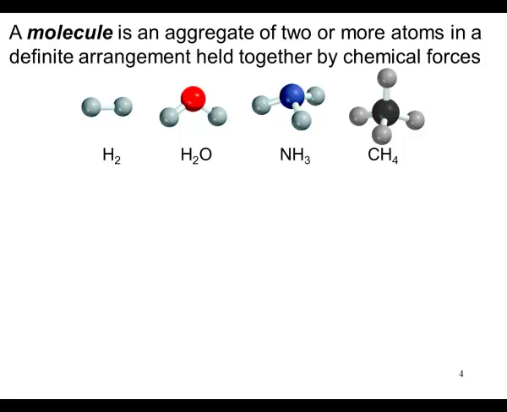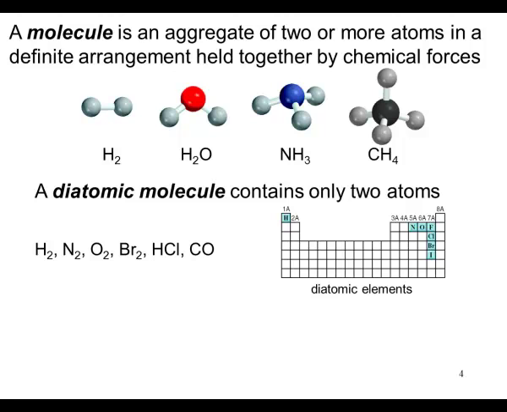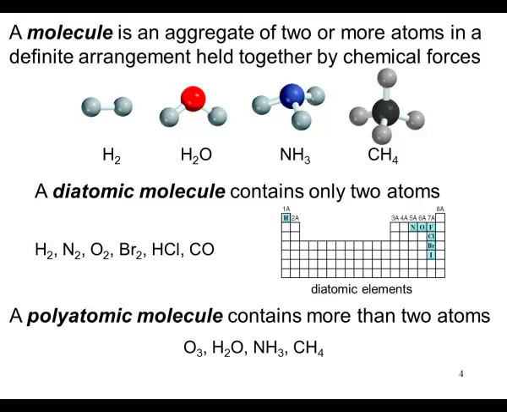A molecule is an aggregate of two or more atoms in a definite arrangement held together by chemical forces. Hydrogen, water, ammonia, and methane are shown here. A diatomic molecule contains only two atoms. Hydrogen, nitrogen, oxygen, bromine, hydrogen chloride, and carbon monoxide are examples. A polyatomic molecule contains more than two atoms. Ozone, water, ammonia, and methane.